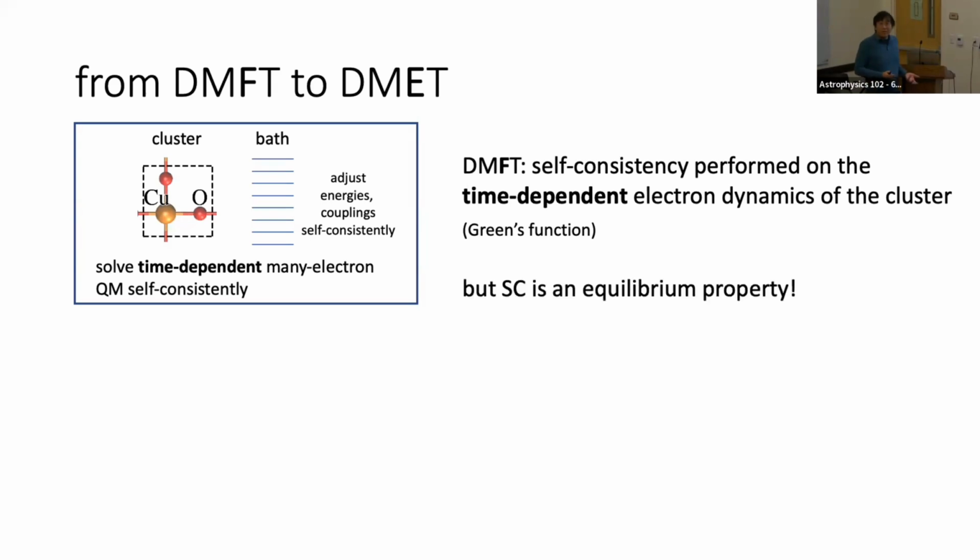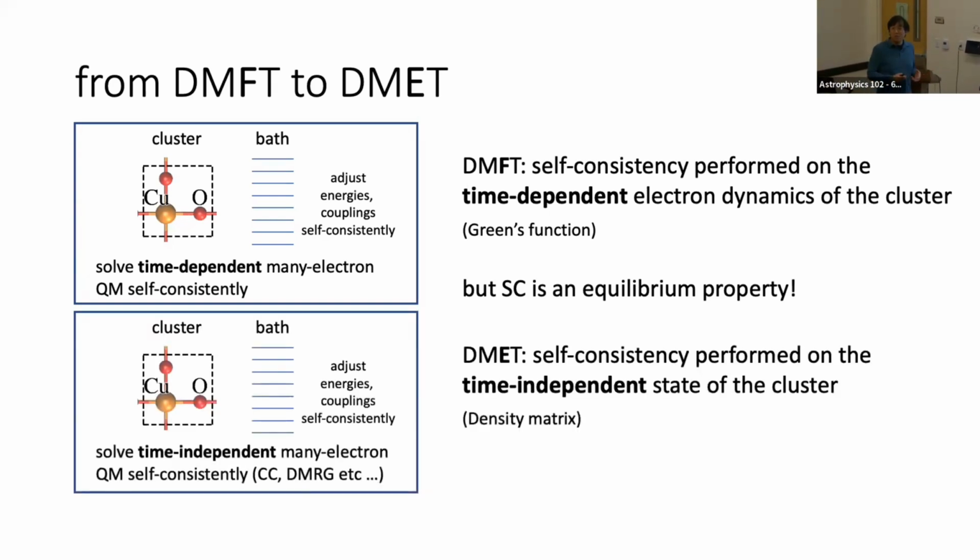But superconductivity is an equilibrium property, and so if you just want to study the order and determine if something is in a superconducting ground state, you don't really need all that information. And so one can formulate a quantum embedding theory where rather than solving all this dynamical information, you just solve a time-independent function and just compute the static information. And this is something that we call density matrix embedding theory.